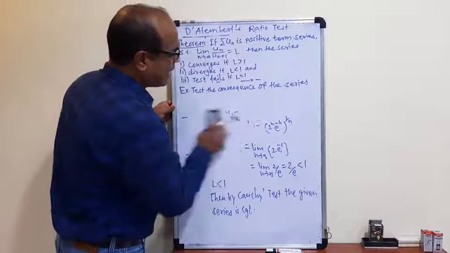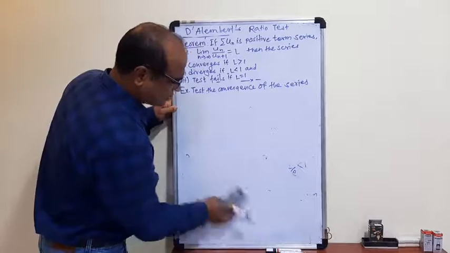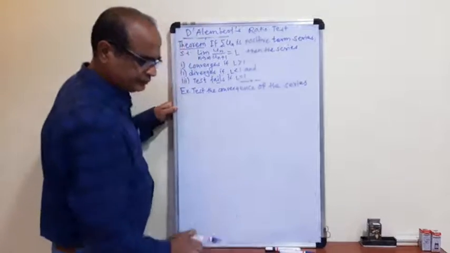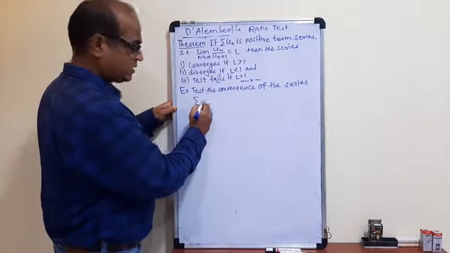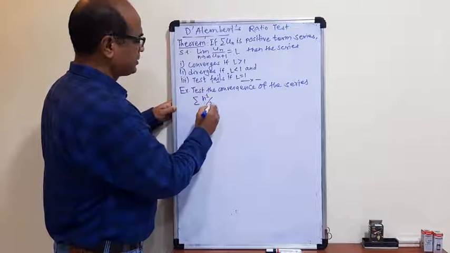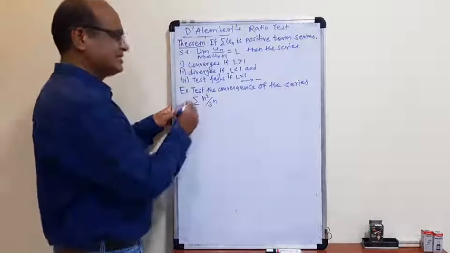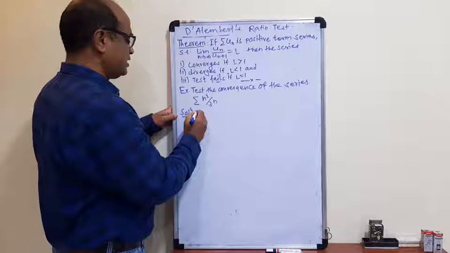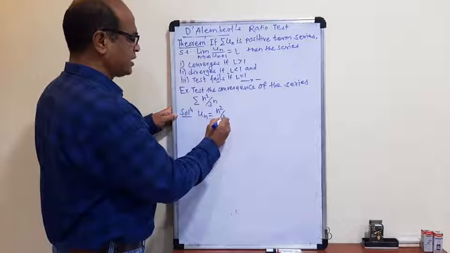Taking a very simple example here. Test the convergence of the series, summation n square divided by 3 raised to n. Okay, so this is a series. Test the convergence of the series. Solution. Here un is equal to n square upon 3 raised to n.